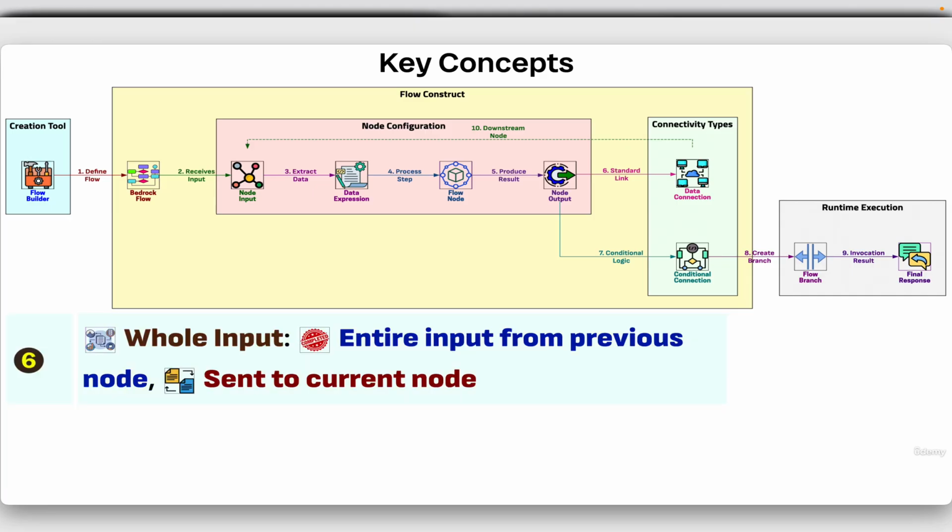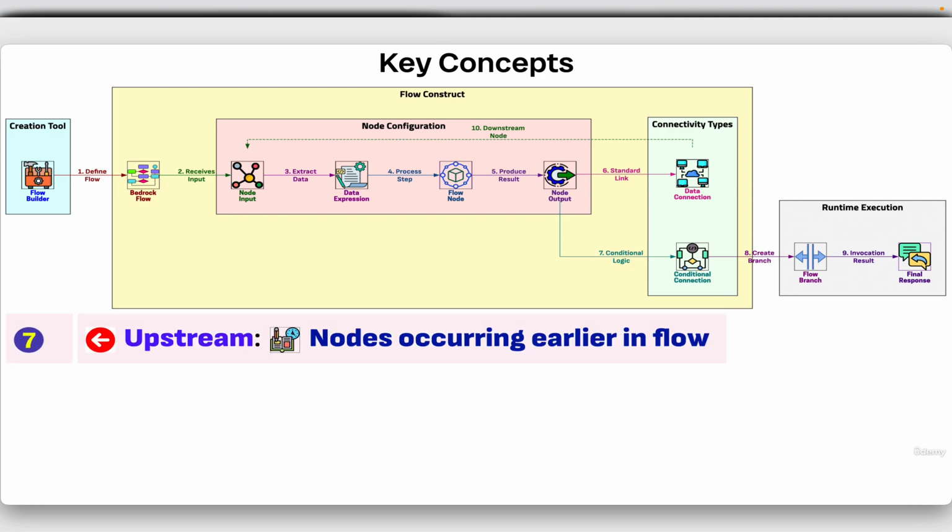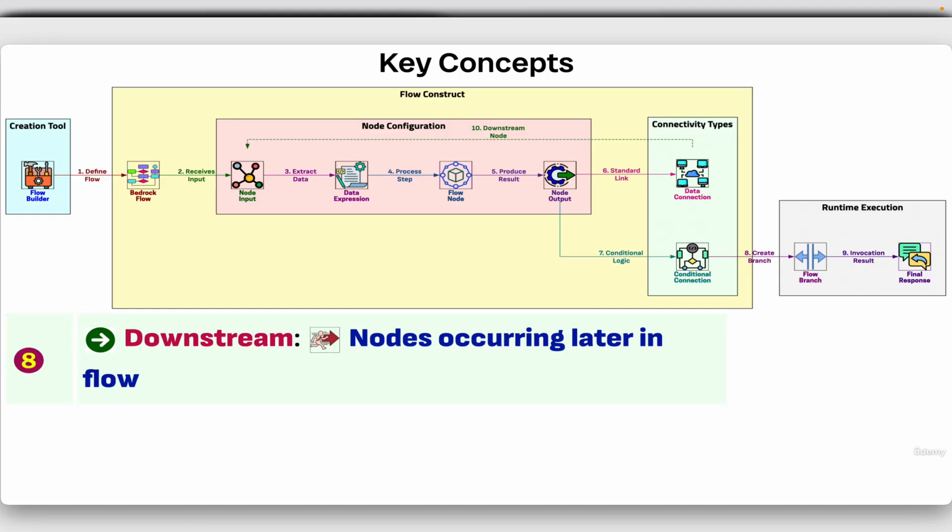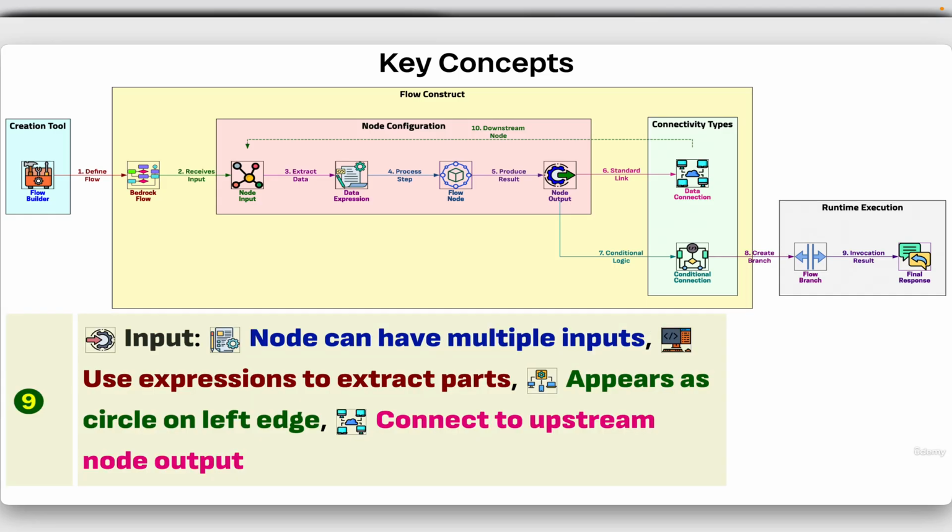Whole input refers to the entire input data that is sent from a previous node to the current node within the flow. Upstream refers to the nodes that occur earlier in the sequence of the flow. Downstream refers to the nodes that occur later in the sequence of the flow. A node can have multiple inputs, utilizing expressions to extract relevant parts of the whole input. In the builder, an input appears as a circle on the left edge and connects to an upstream node's output.